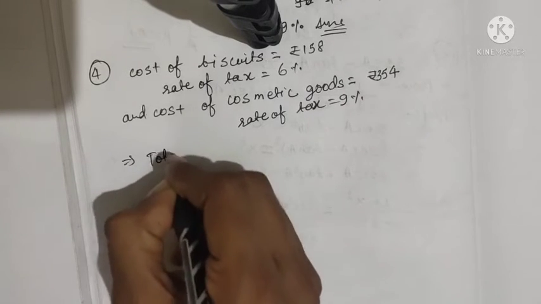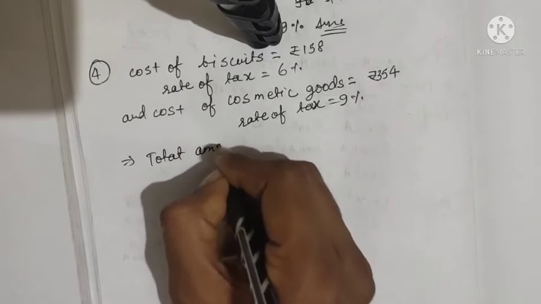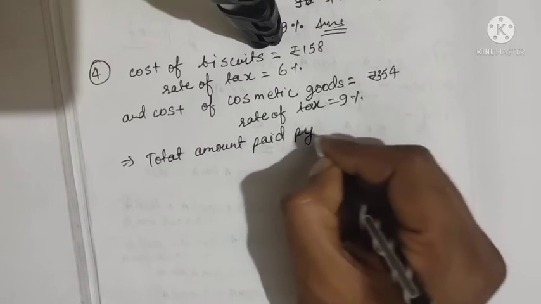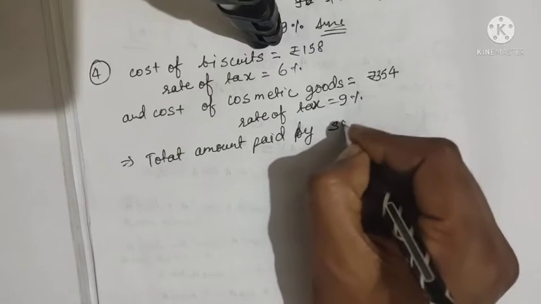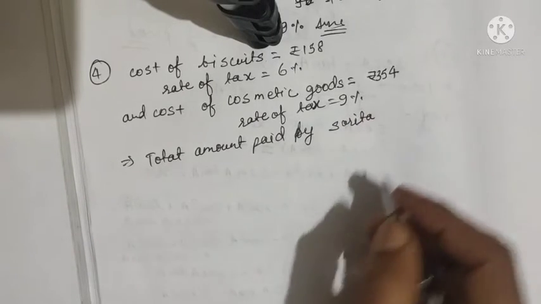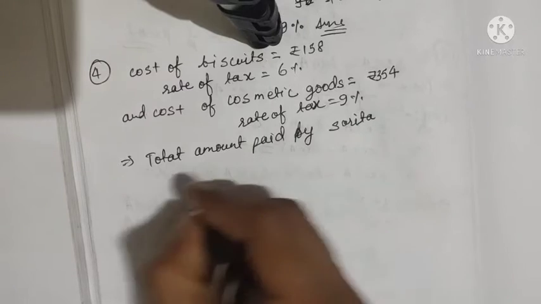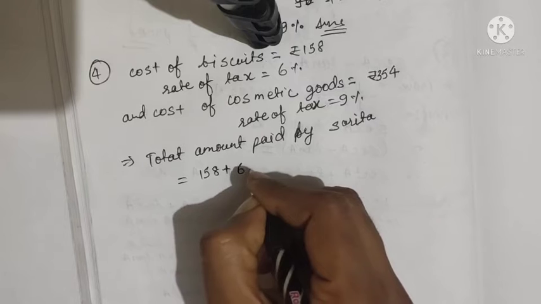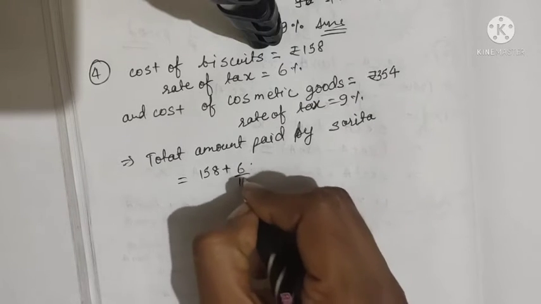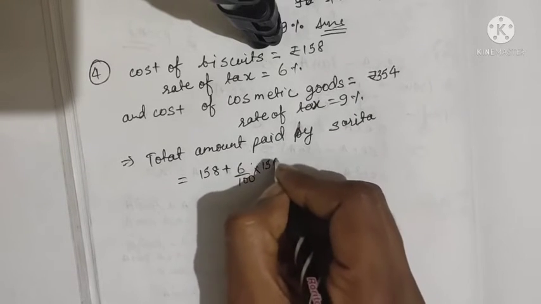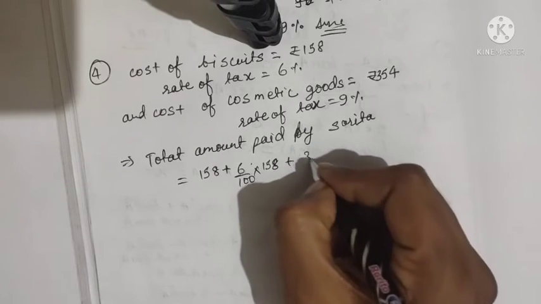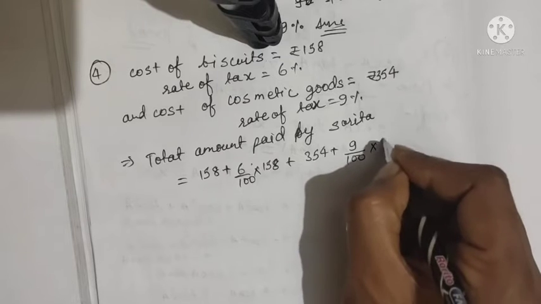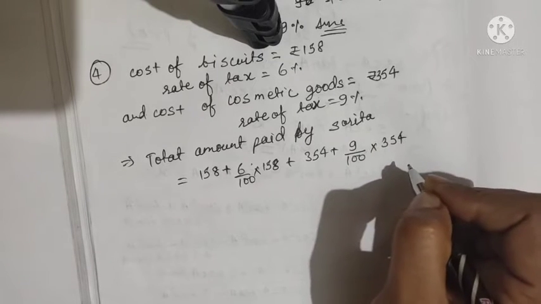Hence total amount paid by Sarita will be equal to 158 plus 6% of 158, that is 6 by 100 into 158, plus 354 plus 9% of 354, that is 9 by 100 into 354. Simple.